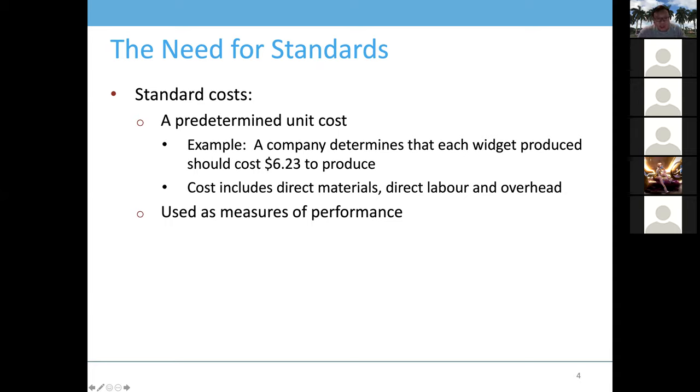And this can be used as a way for performance measurement, right? Because what's the actual cost per unit? That can be used to compare against the standard cost, to evaluate whether the manager is doing a good job to keep the cost down, right?